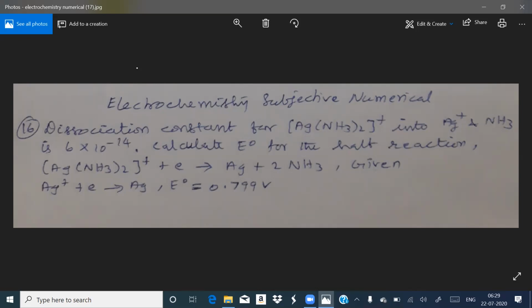So first we will see what are the different types of silver electrodes, how the cell potentials will be there, how the electrode potentials will be there, we'll see. Then we will come to this dissociation constant, then we will calculate E naught for this. So first we will see different types of silver electrodes, that we have to see.